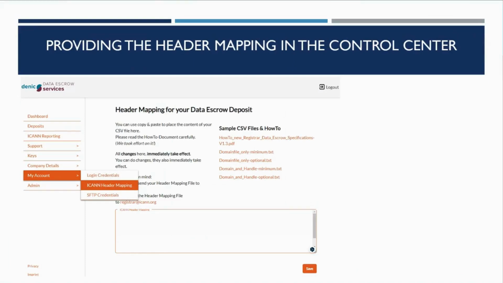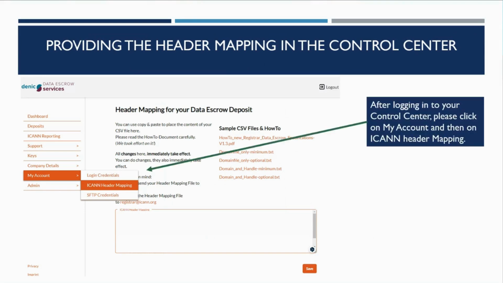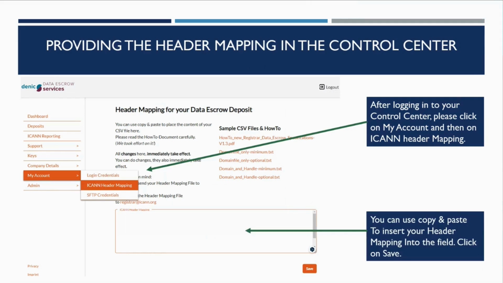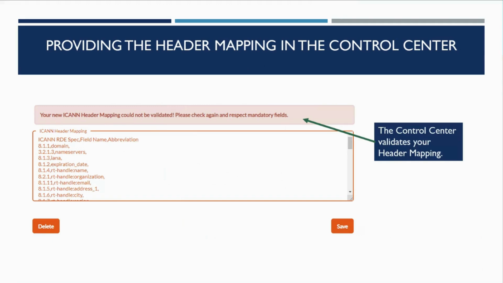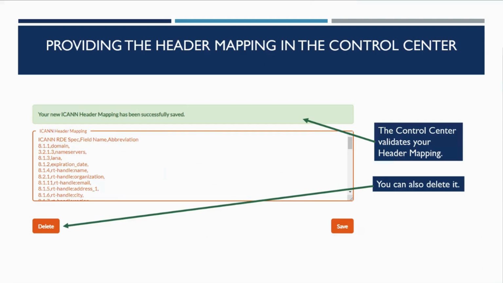You need to provide the header mapping in the control center. After login, click in the menu on the left on My Account and then click on RDE Header Mapping. You can use simple copy-paste to insert your header mapping into the field. Don't forget to click on Save. Your header mapping needs to be valid. Our control center will check this. Of course, you can also delete your header mapping.